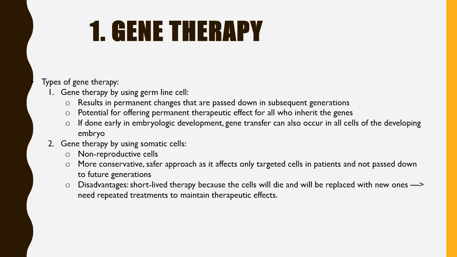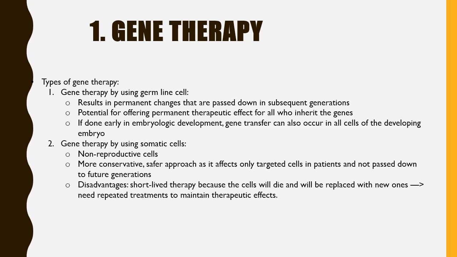The second type of gene therapy is gene therapy by using somatic cells, which are the non-reproductive cells. In this type, the targeted cells are the affected cells which cause the disease. Therefore, it will not be passed down to the future generation. Therefore, this type is said to be safer and more conservative.